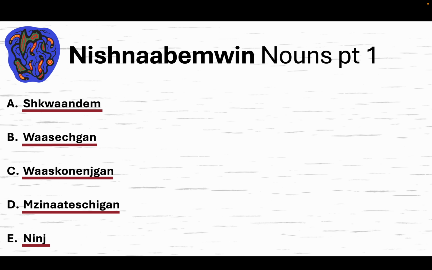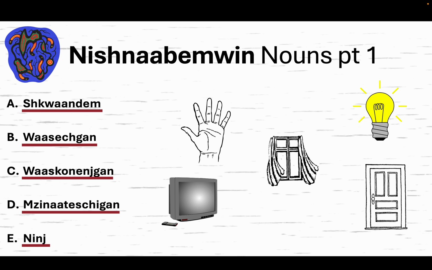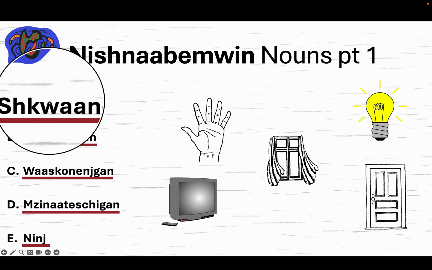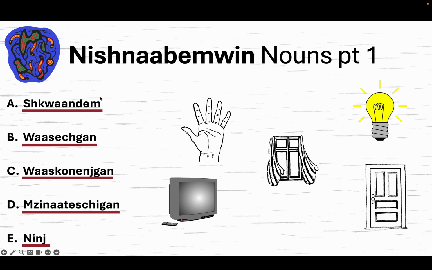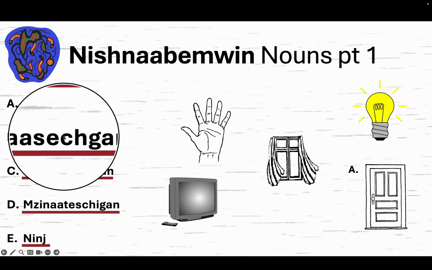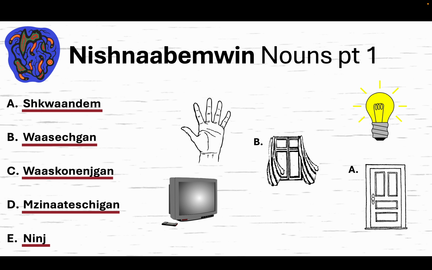All right, let's get to translating these. Each one of these pictures represents one of the Ojibwe words on screen. Let's translate them. The first word is shquandem. Shquandem means door. The next word we have is wasech gun. Wasech gun means window.